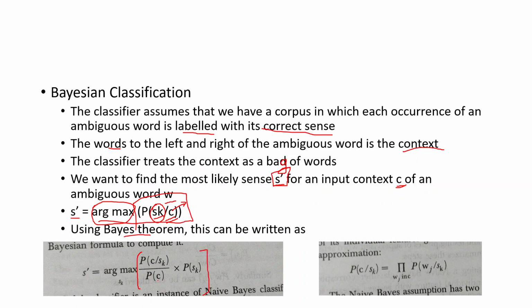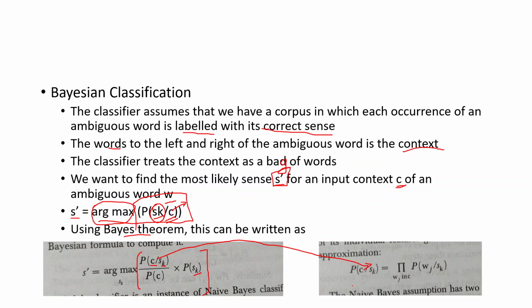Now, probability of C is the probability of the context. Probability of Sk is the probability of a particular sense occurring within the corpus. And probability of C given Sk: C we know is a sentence or the context. So, what is the probability of the sentence given a particular sense? Since sentence means you will have multiple words in it, computing that is also difficult. So this part is actually rewritten like this.